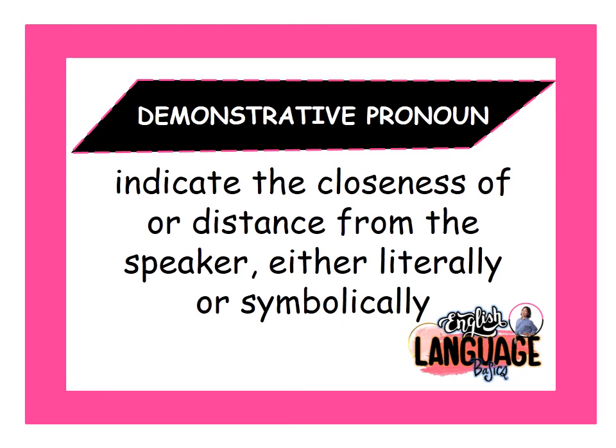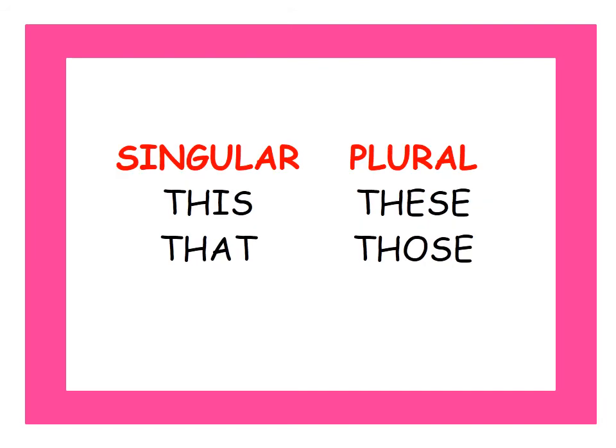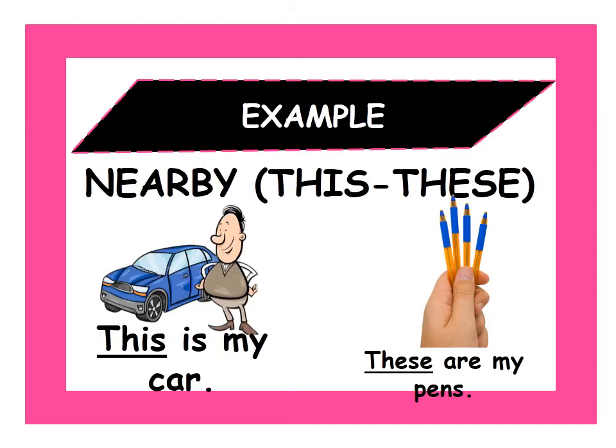The demonstrative pronoun indicates the closeness of or distance from the speaker, either literally or symbolically. Pronouns under this type are this, these, that, and those. Example, if you are referring to things nearby, and if it is singular, you will use this.